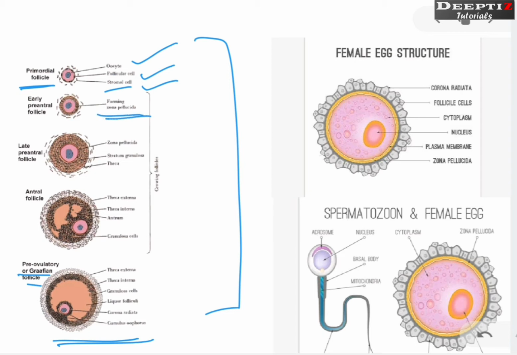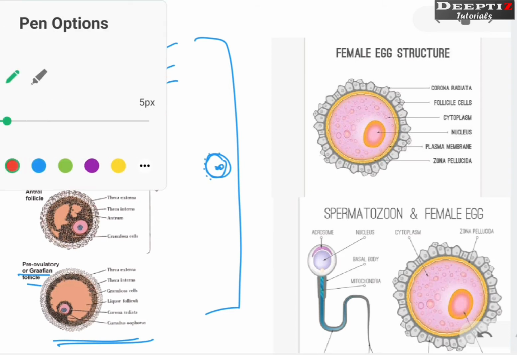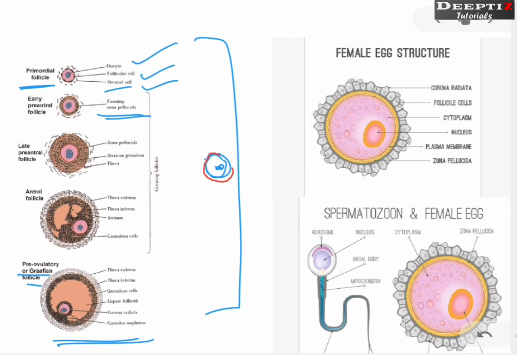That means, see, if this is the oocyte, here will be the zona pellucida. Surrounding that there will be the remaining layers, like the follicular layers and so on. So the zona pellucida forms just outside the oocyte, along with its cavity. Now this is the early pre-antral follicle. What is the antrum? The antrum is the cavity which is developed, right?